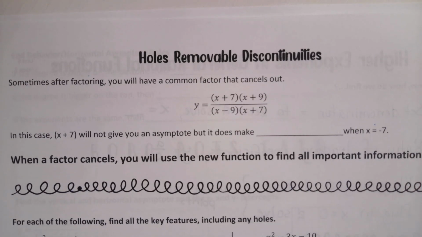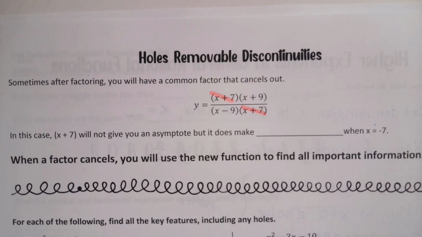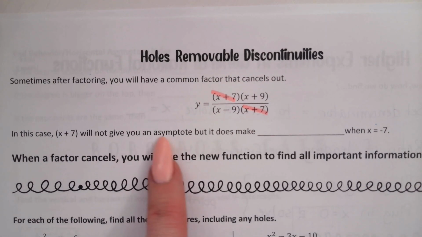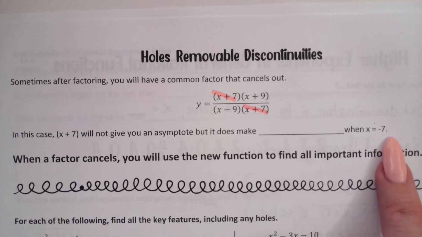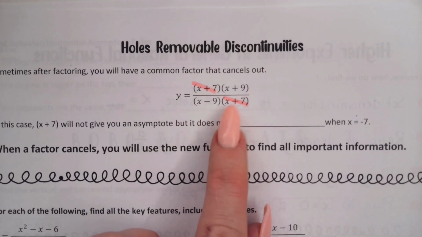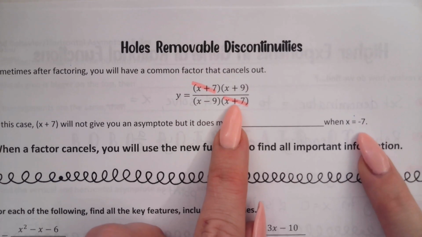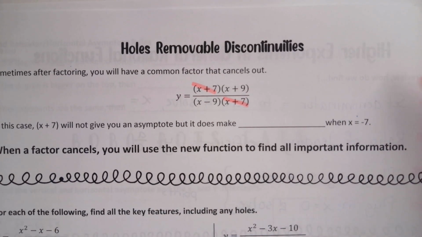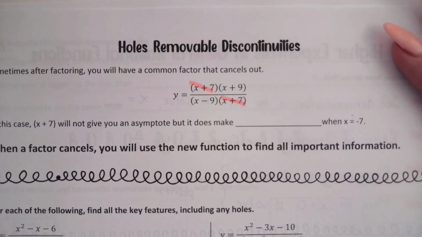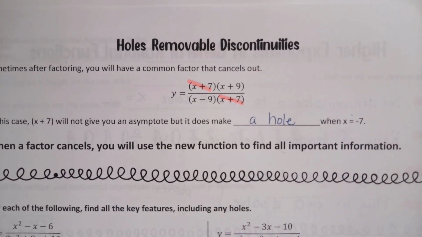So looking at this, the x plus 7 would cancel. Okay. In this case, x plus 7 is not going to give you a vertical asymptote because it's no longer on the denominator. But what you will have instead is a hole when x equals negative 7. So it's kind of like if you were to take that little canceled factor and set it equal to 0 and solve it, you would get negative 7. And that's where the hole is going to be at. So instead of having a vertical asymptote at negative 7, we would have a hole when x is negative 7. But it does make a hole when x equals negative 7.